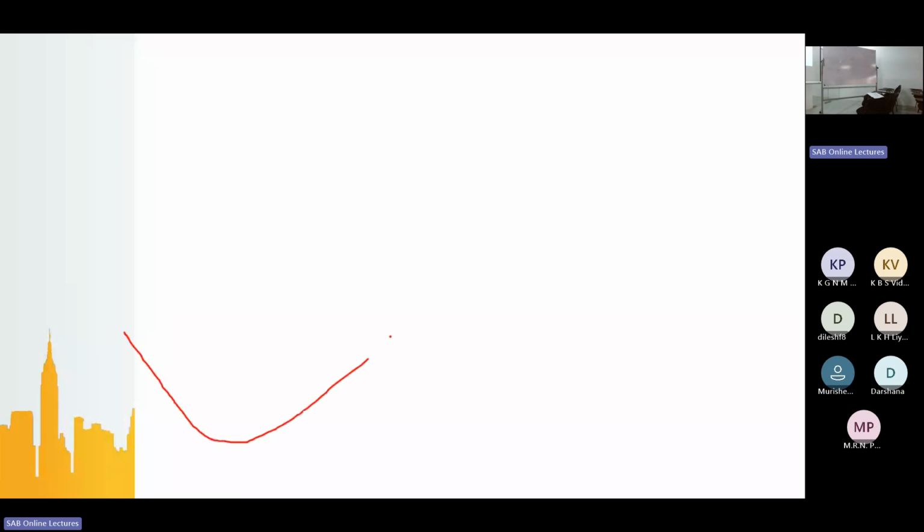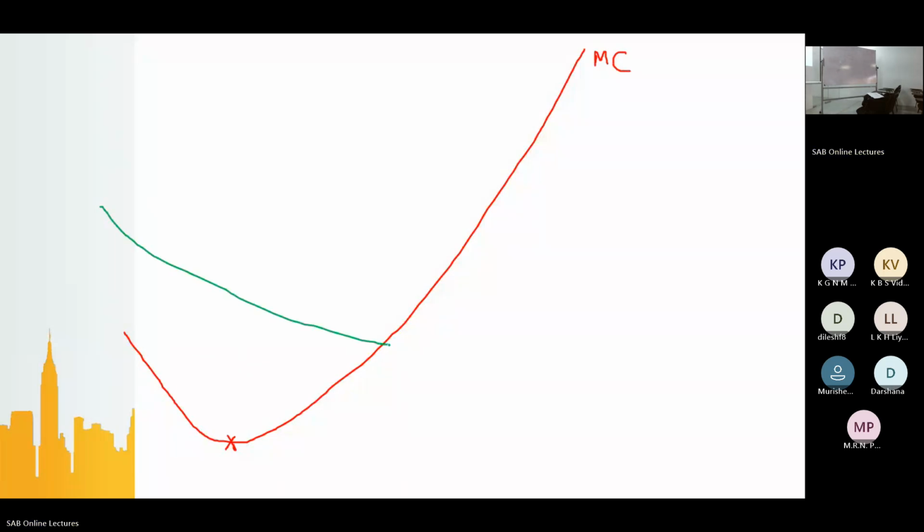We have this marginal cost curve. This is its minimum point. And next we have the average variable cost curve. This is the minimum point of average variable cost. The marginal cost curve goes through the minimum point of average variable cost.